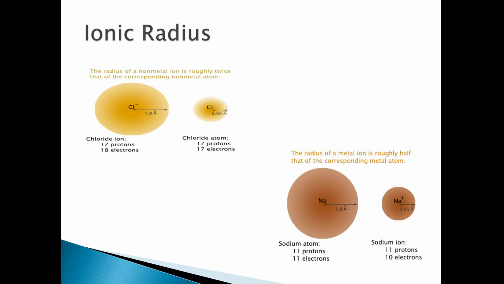Okay, so in general, with ionic radius, the radius of an anion is roughly twice as big as the radius of its parent atom. And for cations, the radius of the cation will be roughly half the radius of its parent atom. So this is just a visual representation.